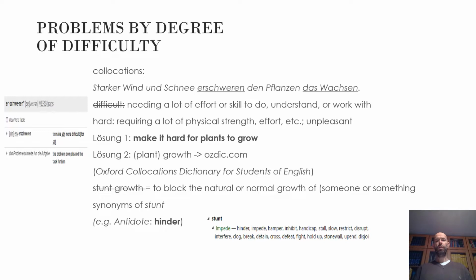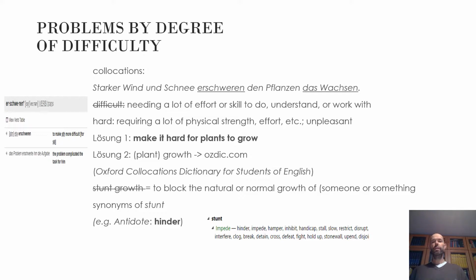The better word to use here is "hard", because hard can also be used in a physical sense. So we have requiring a lot of physical strength, a lot of effort. It also has the secondary meaning of unpleasant. So the first solution would be "make it hard for plants to grow". Very simple solution, just paraphrasing the solution found in the dictionary.